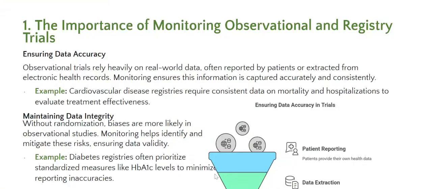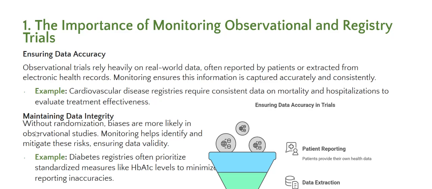Key points. We'll start with the importance of monitoring observational and registry trials: ensuring data accuracy. As observational trials rely heavily on real-world data, often reported by patients or extracted from electronic health records, monitoring ensures this information is captured accurately and consistently. For example, cardiovascular disease registries require consistent data on mortality and hospitalizations to evaluate treatment effectiveness.